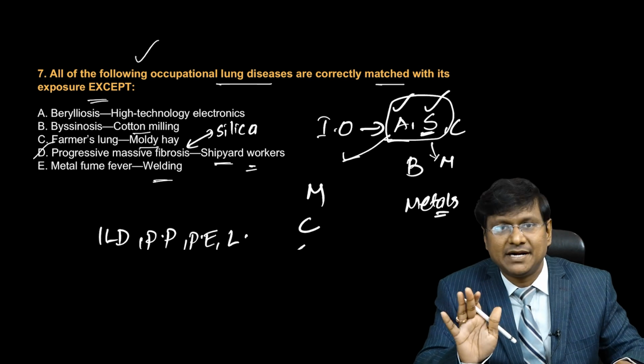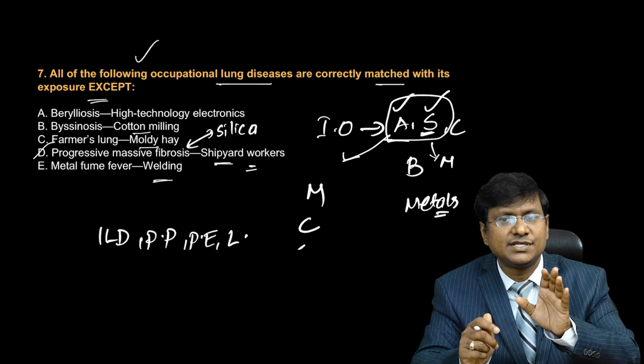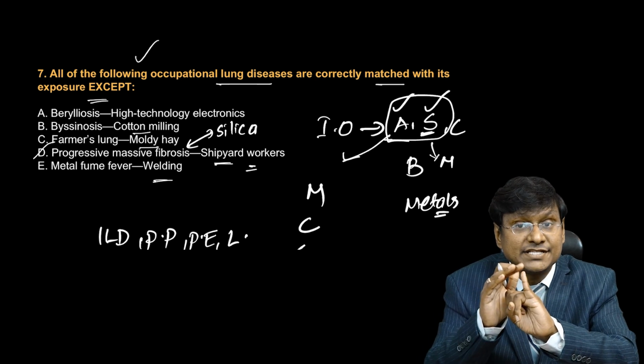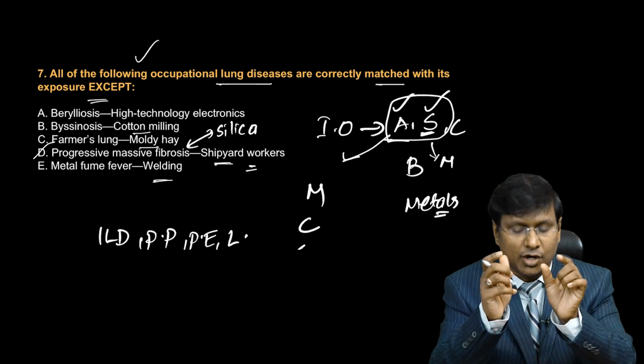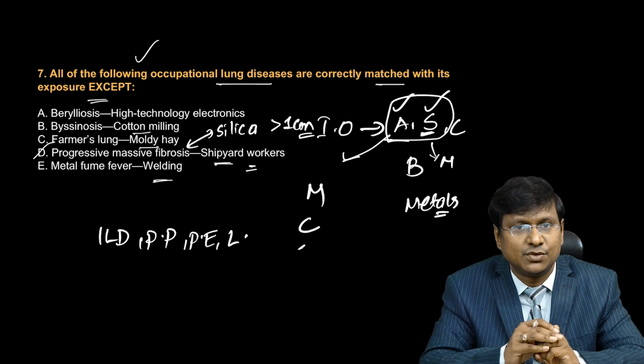It is not shipyard workers. Shipyard workers, it is asbestosis. Okay, so a variety of clinical syndromes can occur with silica exposure, including progressive massive fibrosis, where upper lobe consolidated nodules of more than 1 centimeter will be there in case of silicosis.